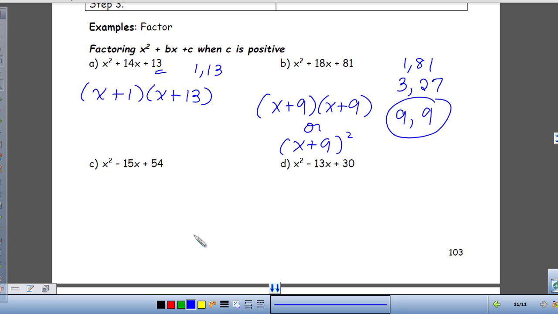All right, but in this case, we can see that the constant is positive, but the middle term is negative. So when we do m and n, they're going to be what? Negative. Okay, a negative times a negative will give us a positive, and then when we add the two negatives, it'll still be negative. So I'm going to look at factors of 54, but they both need to be negative. So negative 1, negative 54. Okay, negative 2, negative 26. Okay, negative 3, negative what?